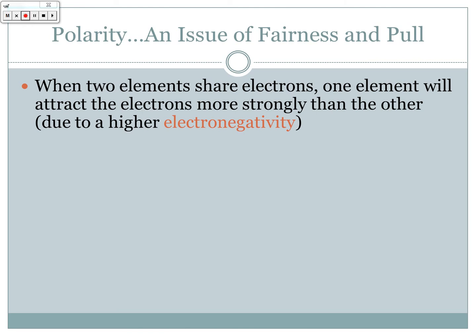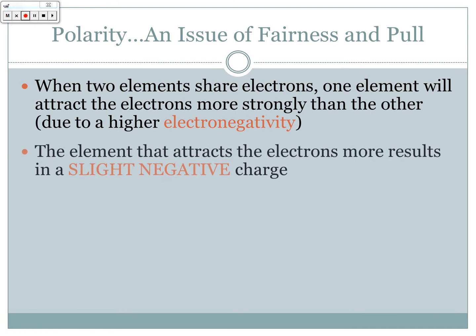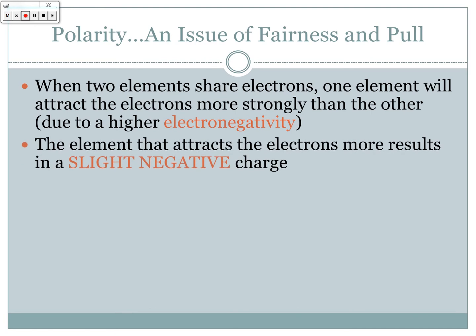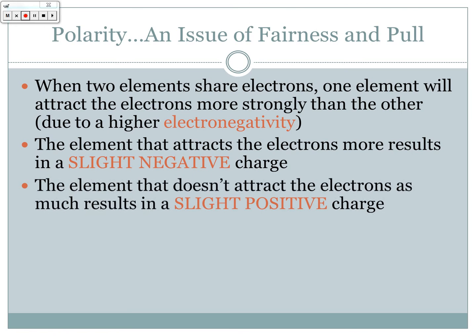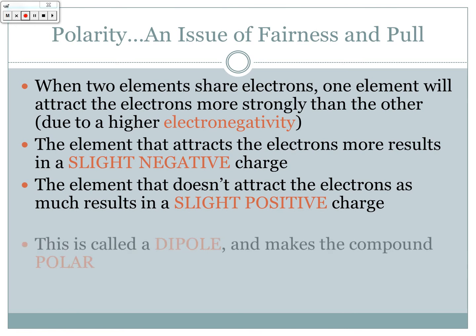So if one element has a higher electronegativity, it has a stronger attraction to the electrons, and so it's going to pull them or attract them more strongly than the other element. The element that attracts the electrons more results in a slight negative charge, because electrons are negative. The element that doesn't attract the electrons as much results in a slight positive charge.